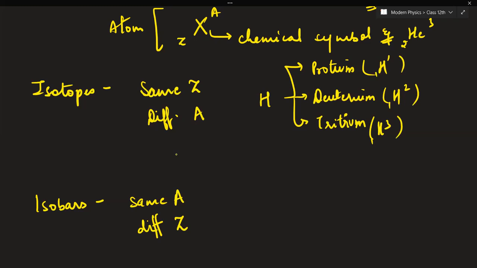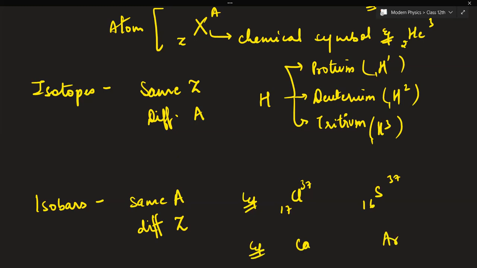In the case of isobars, they have the same mass number but different atomic number. Like if I give you the example of chlorine and sulfur. In this case, chlorine is 37, with 17 below. Sulfur is also 37 and this is 16, because below it is different. Or you can take the example of calcium and argon.